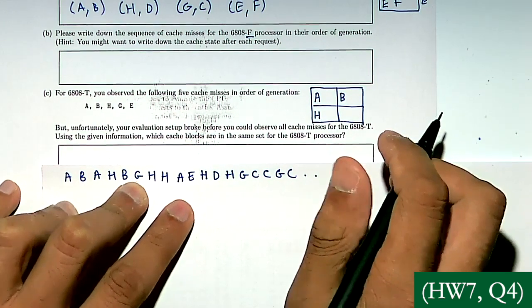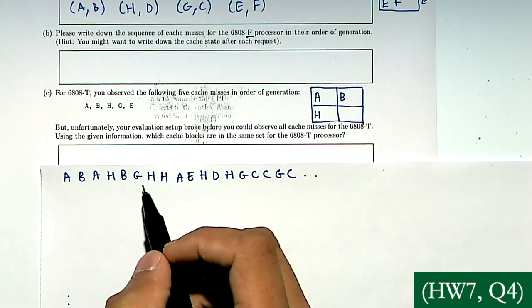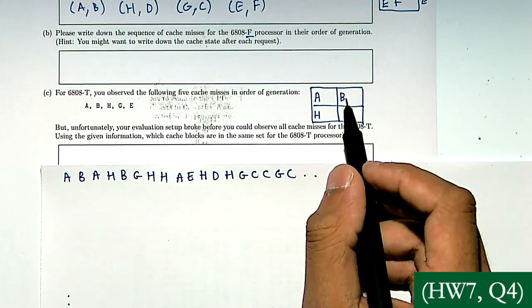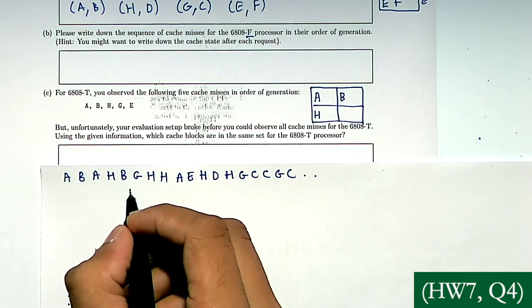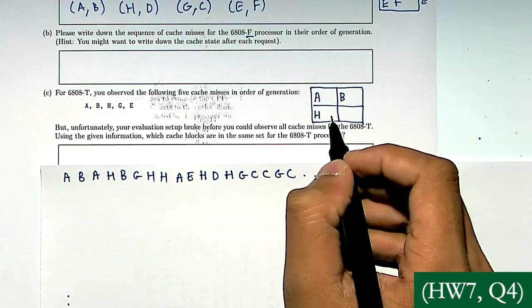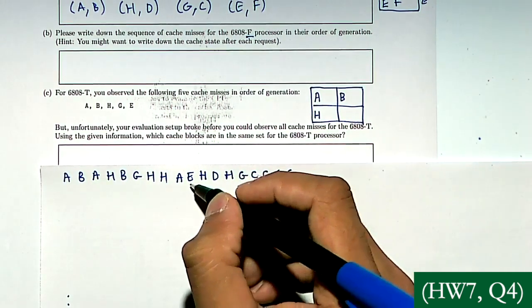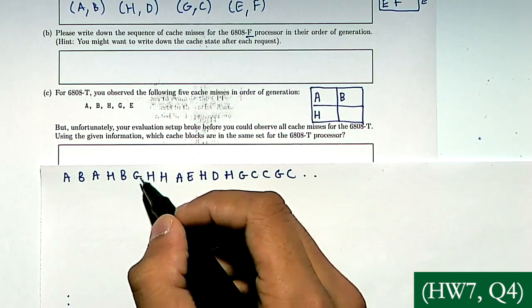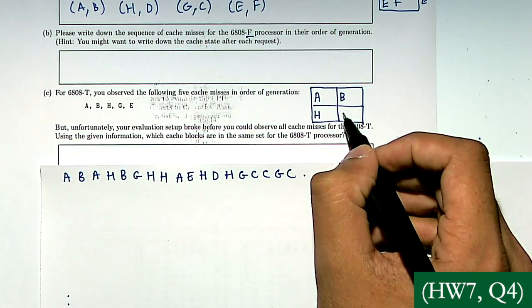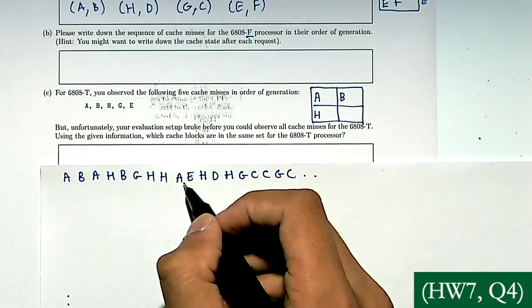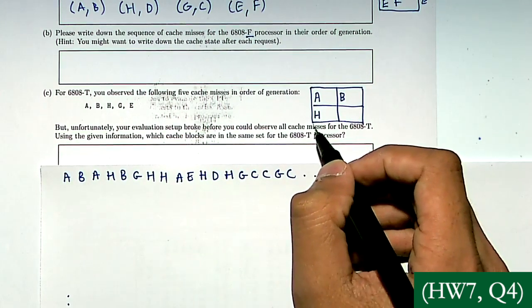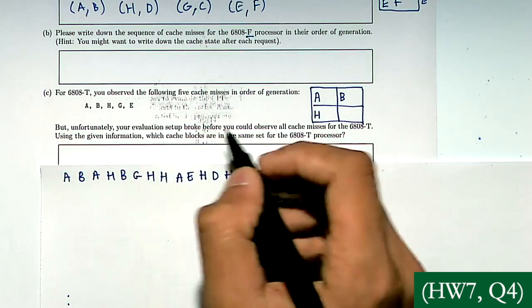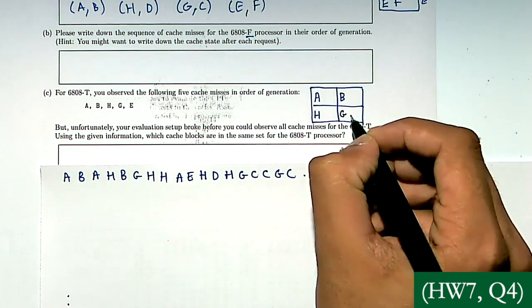I think I missed something here. So G was M or A was L. B. That means G wasn't in the first set, it was in the second one. Yeah, G is required to be here because A did not generate an additional miss before E. So G is guaranteed to be here.